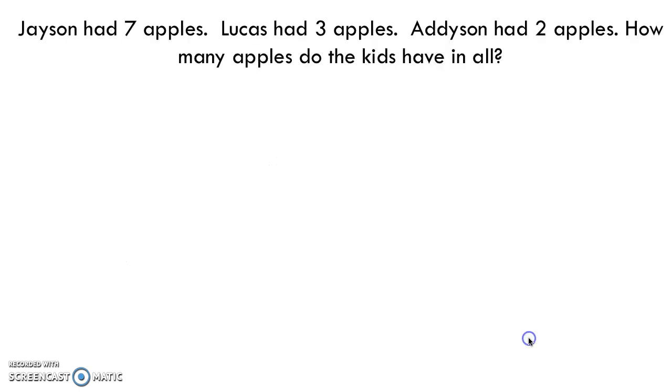Here we go. All right, let's read this problem. Jason had 7 apples. Lucas had 3 apples. Addison had 2 apples. How many apples do the kids have in all? I'm going to read that one more time. It's kind of a big one. Jason had 7 apples. Lucas had 3 apples. Addison had 2 apples. How many apples do the kids have in all?